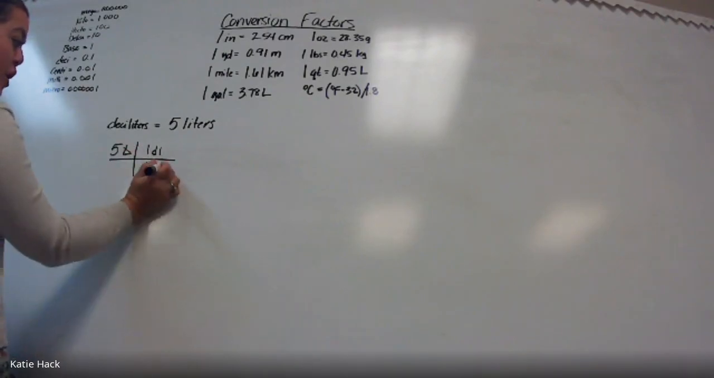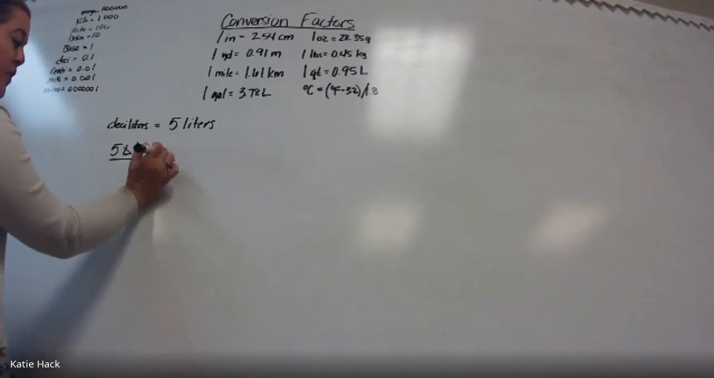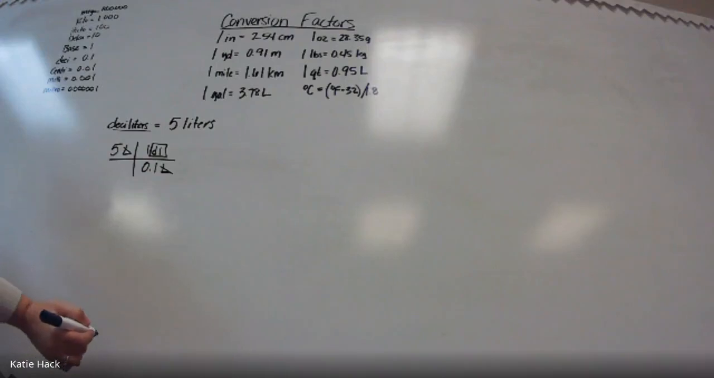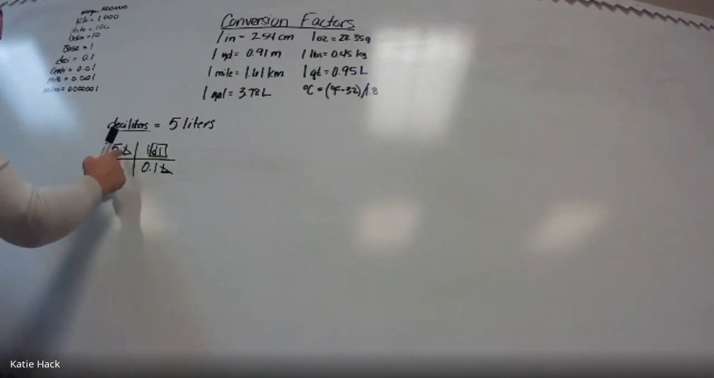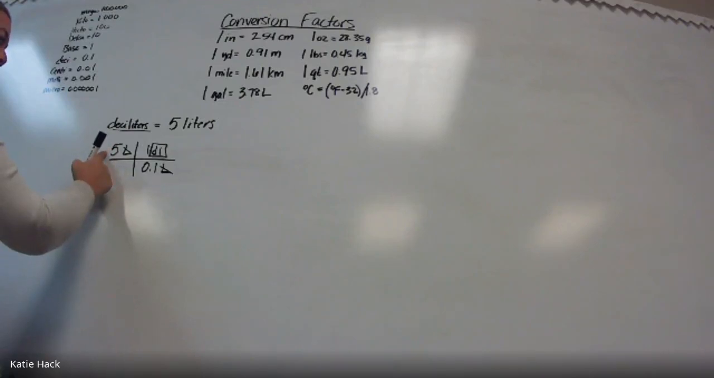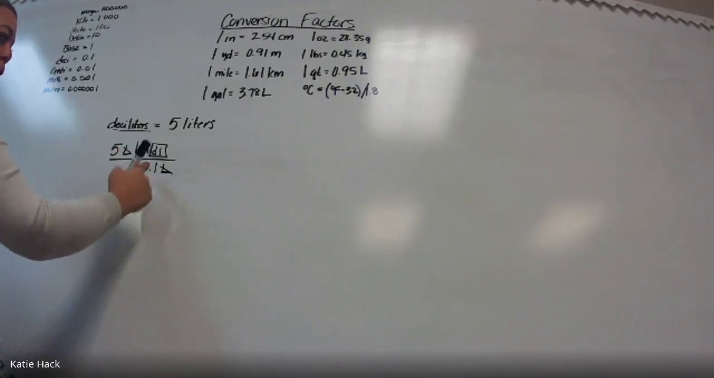Our liters are on opposite sides, so we can cancel them out, and we're left in deciliter, which is what we were looking for. So this time, instead of multiplying, we're dividing. So we take 5 and divide it by 0.1.